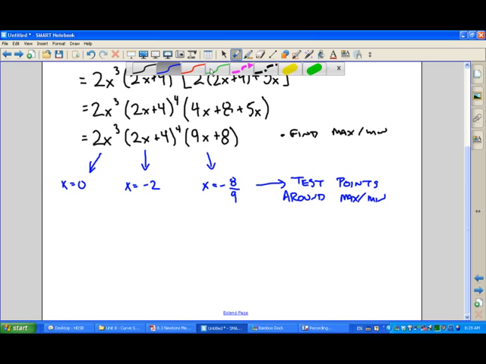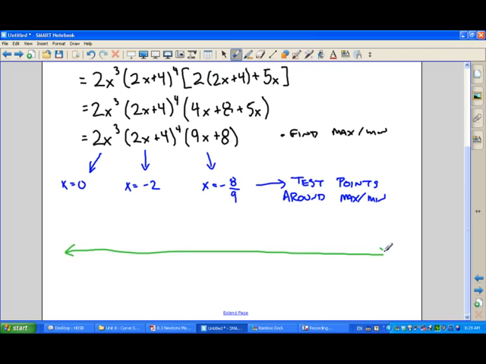And I'll do this on a number line. So I have 0, -2, and -8/9. So I'll pick a number less than -2. So let's try -3. I end up with a negative factor, a positive factor, and a negative factor when I sub it into my derivative, which gives me something that's positive overall. If I have a positive derivative, then my slope is increasing.